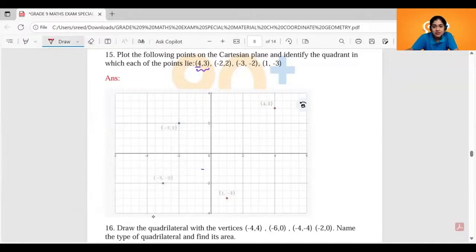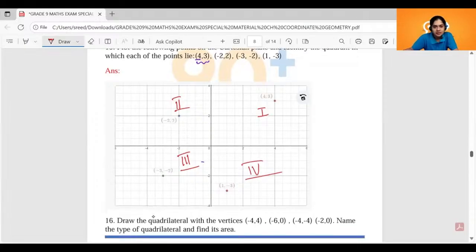And identify which quadrant first. Definitely, 4, 3: you can see it's the first quadrant. Negative 2, 2 is the second quadrant. This is the third quadrant. And definitely this will be the fourth quadrant. After plotting, also write it along with the answer, like this point is in the first quadrant, this point is in the second quadrant. Like this, 4, comma 3, first quadrant. Second point also, you write which quadrant, like that.